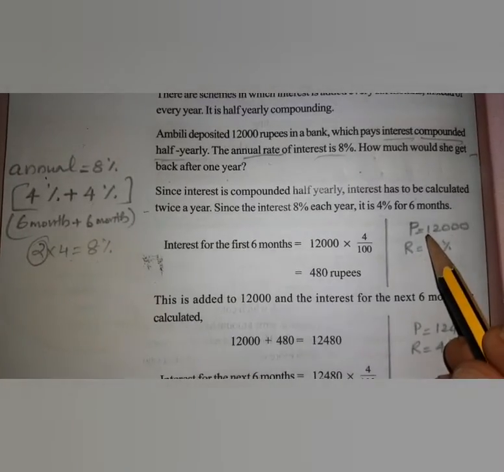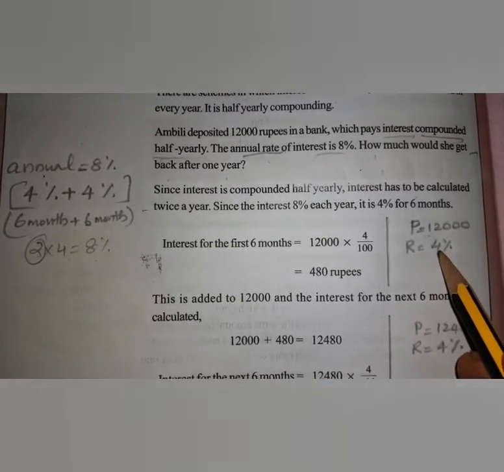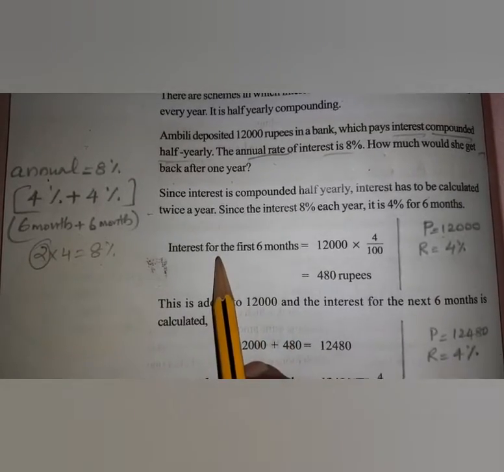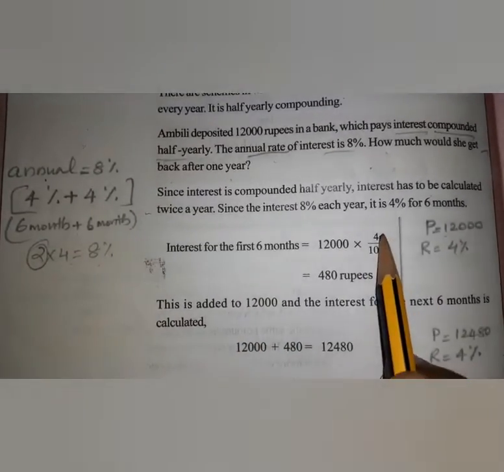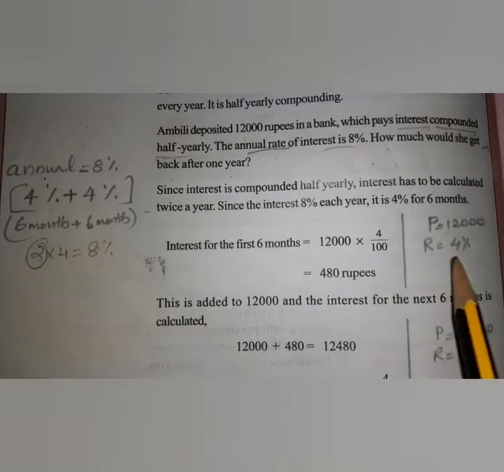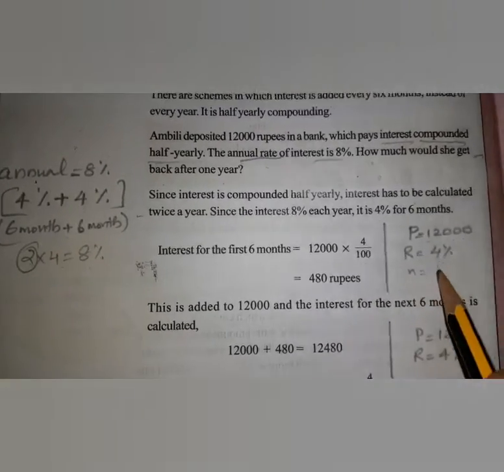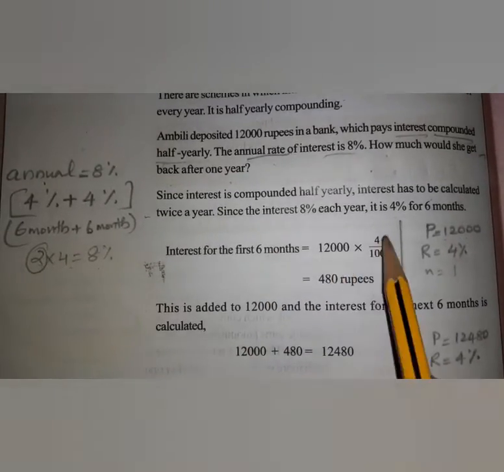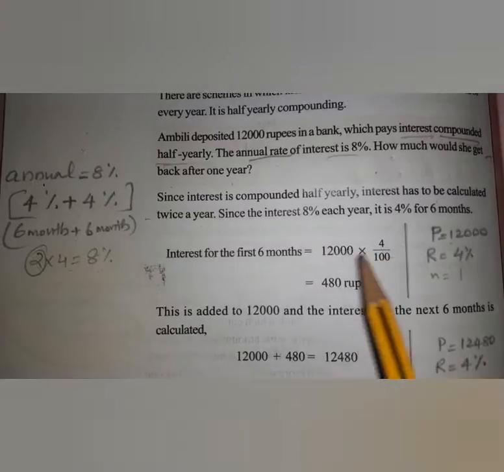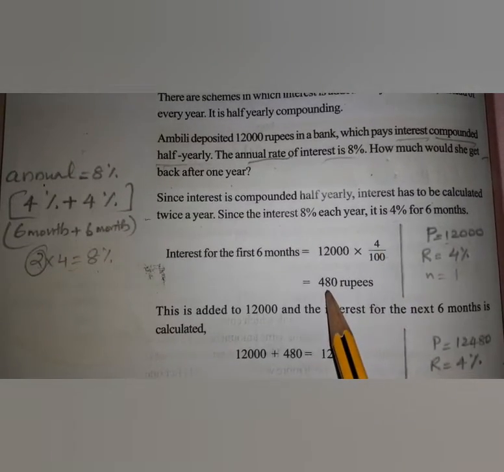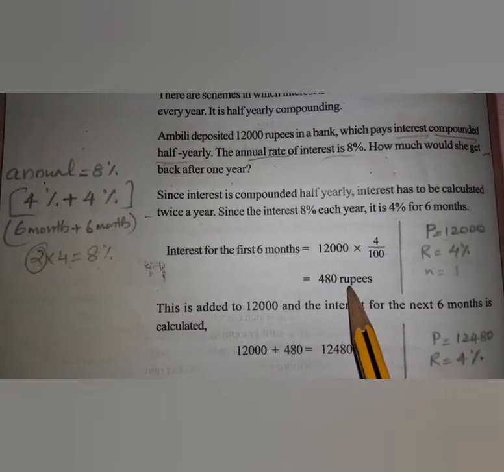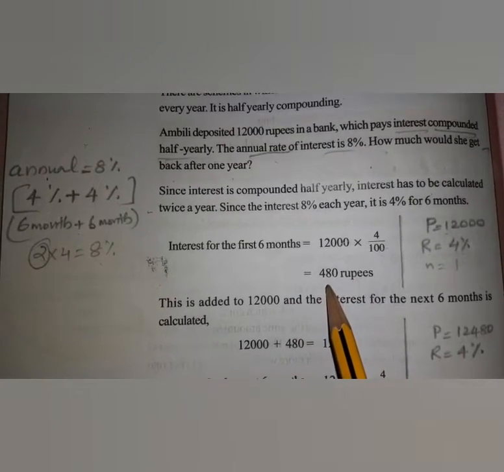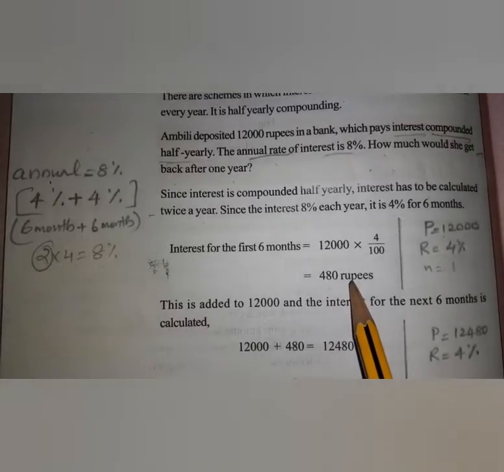So the amount is 12,000, interest is 4%. So we are calculating the interest for the first 6 months. So P into R by 100, and here N is how much? 1 time. Okay, so for 6 months, 12,000 into 4 by 100, the zeros will be cancelled. So 120 into 4, we will get 480 rupees as the first 6 months interest.